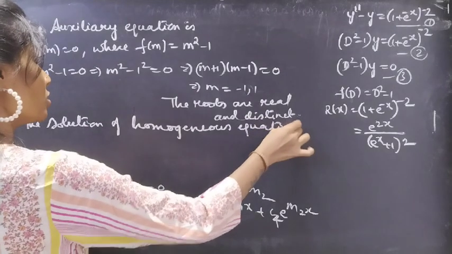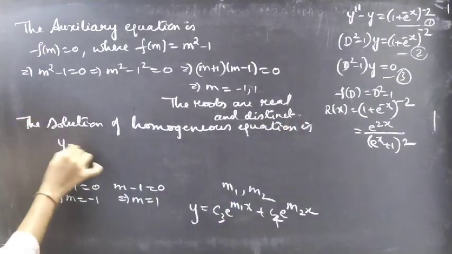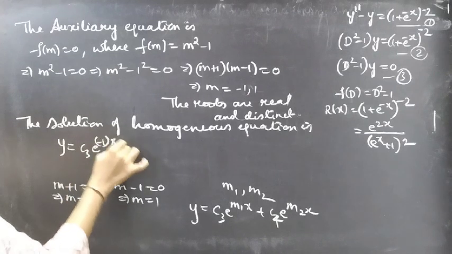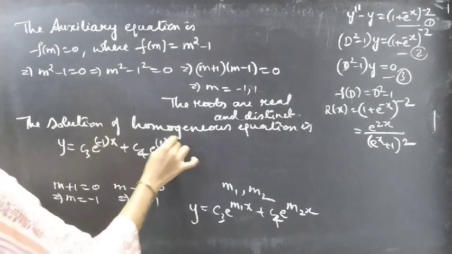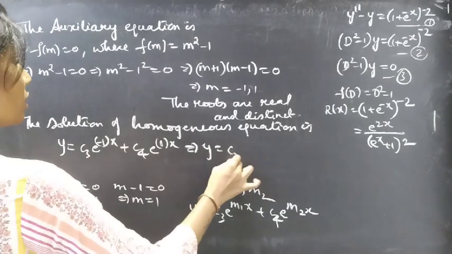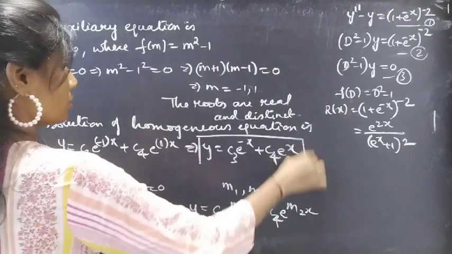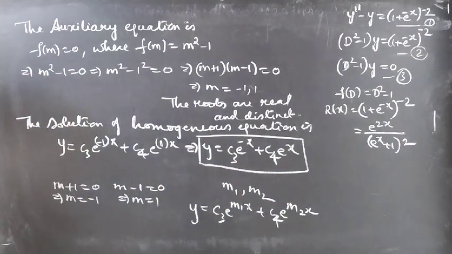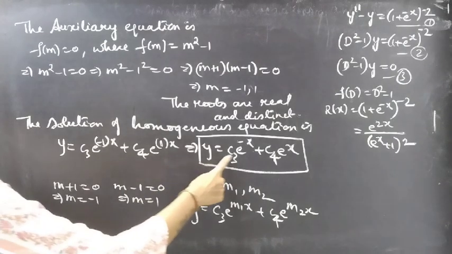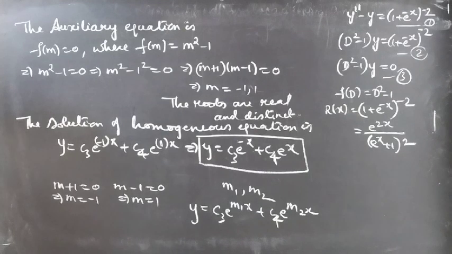The solution of homogeneous equation is given by y equal to one constant into e power one root into x plus another constant into e power another root into x. Then we'll get y equal to c3 e power minus x plus c4 e power x, which is the solution to our homogeneous equation. Now using this, we'll write the general solution to our problem, equations 1 and 2. Just by replacing the constants or parameters with functions of x, we can find the general solution of our problem.